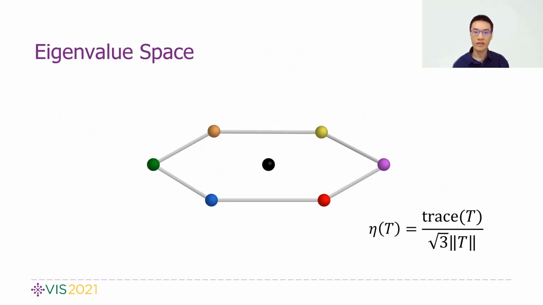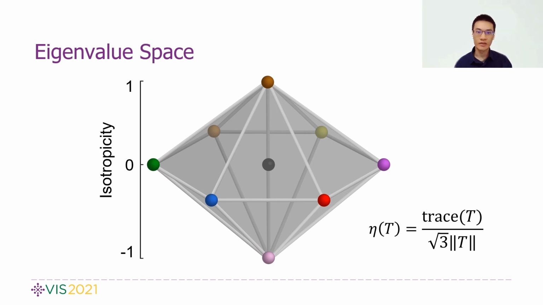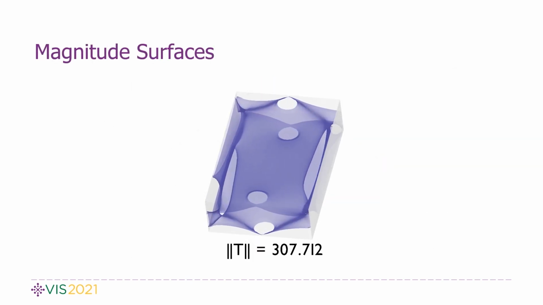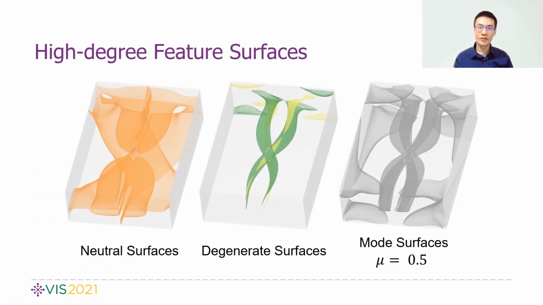To generalize the eigenvalue space for 3D asymmetric tensors, we define the notion of isotropicity as eta. And we add to our eigenvalue space two additional spatial tensors, isotropicity of 1 and -1. The eigenvalue space becomes a double hexagonal cone and a line segment in the middle. We then introduce non-topological feature surfaces for the analysis, such as the magnitude surfaces and isotropicity surfaces. We extract the feature surfaces with the Apache's method.